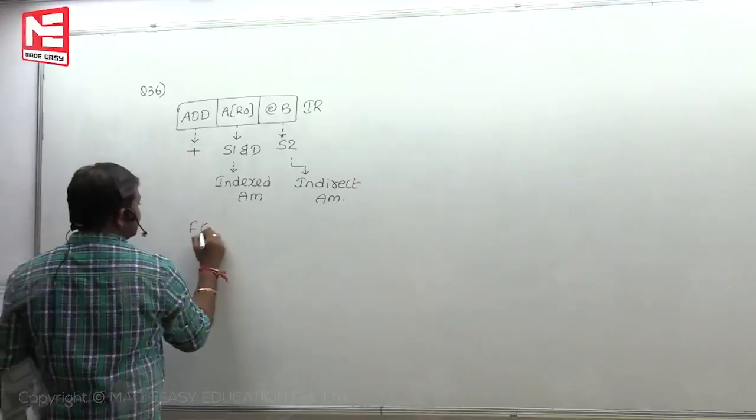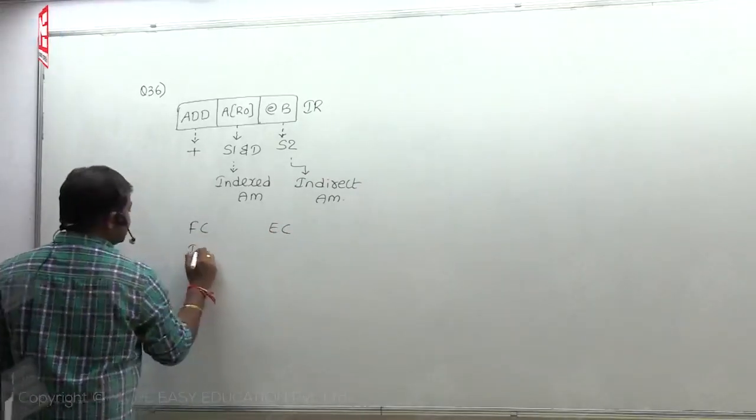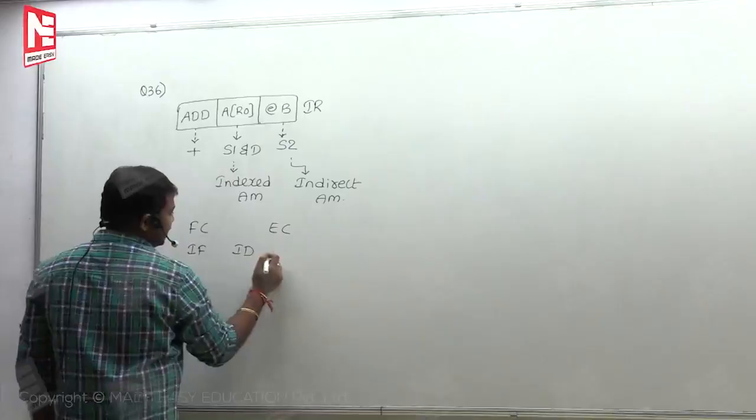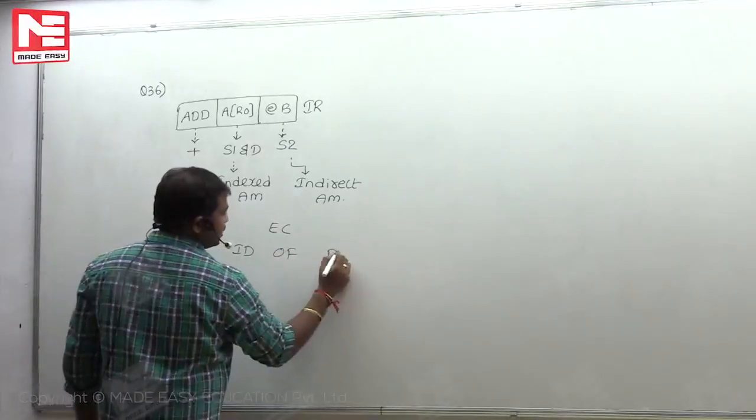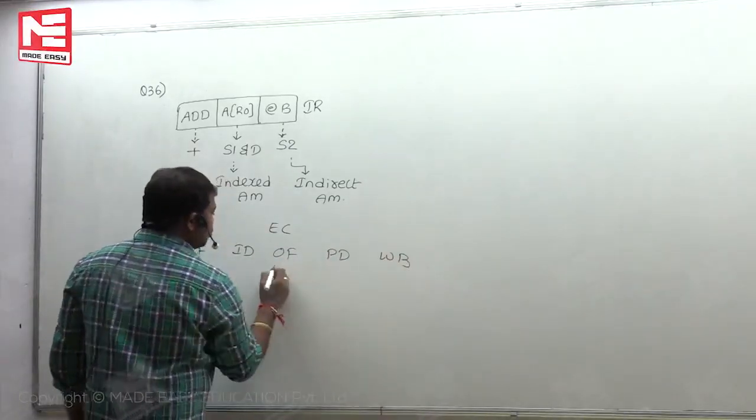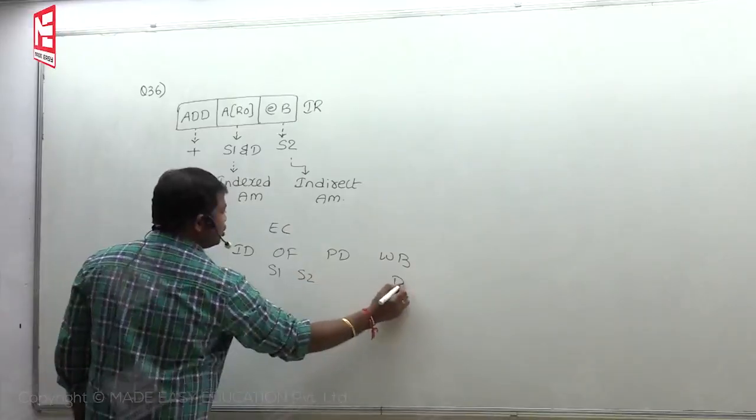So take the fetch cycle and execution cycle. Fetch cycle IF, ID, execution cycle: OF, PD, WB. OF source 1 and source 2, WB destination.